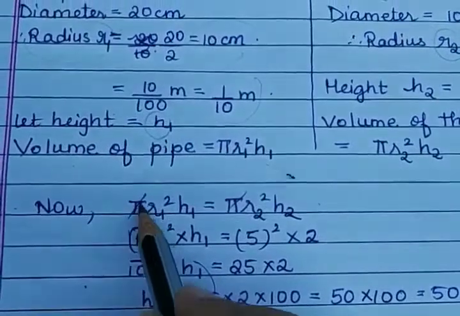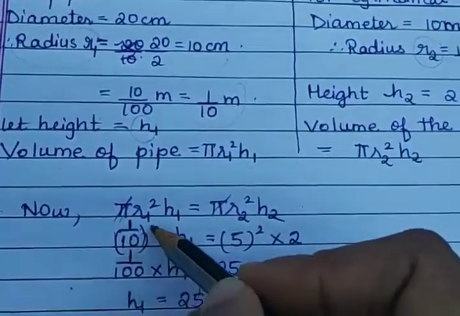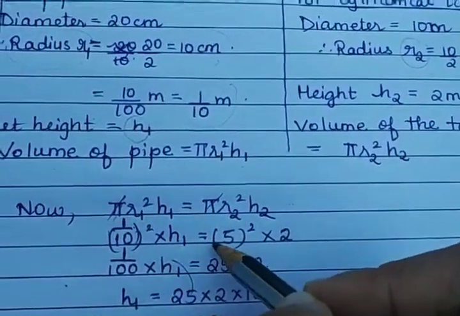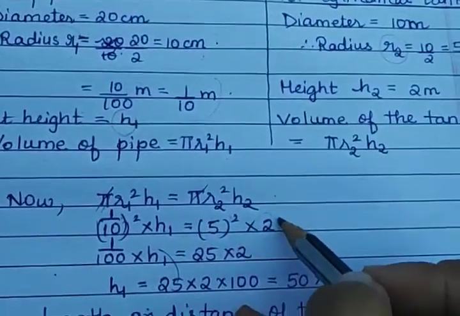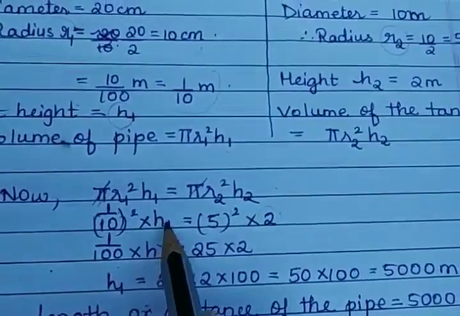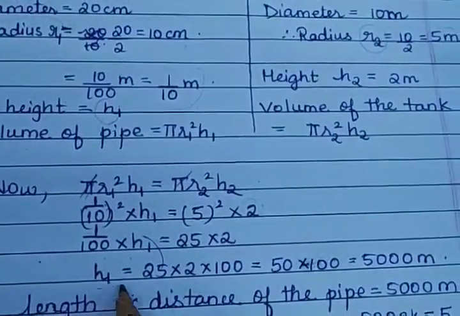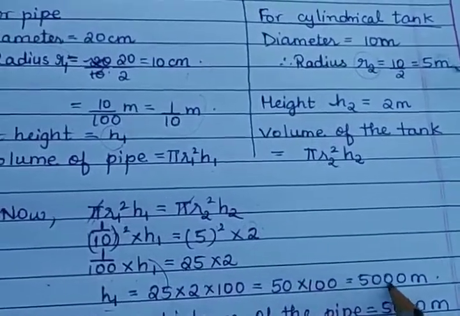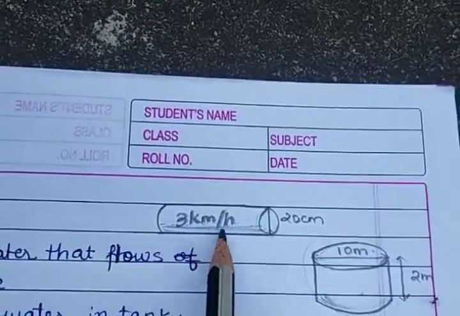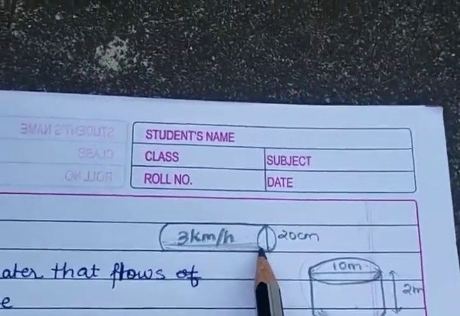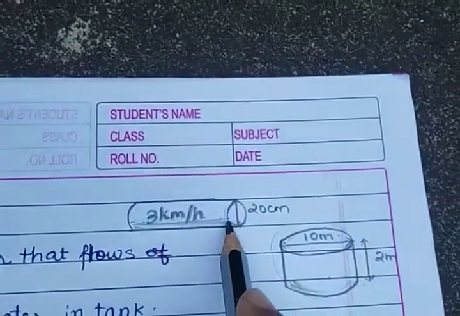Pi and pi will get cancelled. R1 is 1 upon 10, square, multiplied by H1, is equal to R2, which is 5, so 5 square multiplied by 2. So 1 upon 100 multiplied by H1 is equal to 25 multiplied by 2. So the height or the length of the pipe is 5,000 meters.